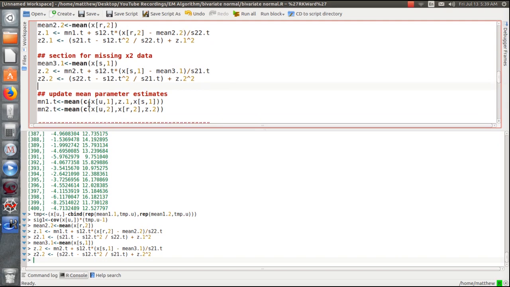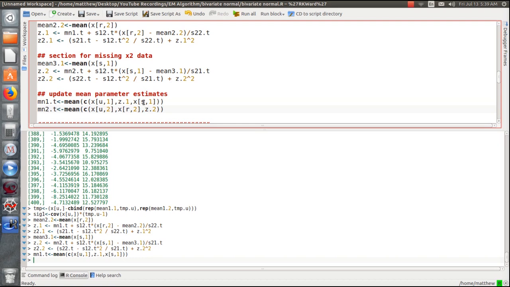So the mean of the first component is, here's our data for the first section, variable 1. This is missing, so we substitute it with our expected value of each of those. And then the third, we know it, so we just use that data. And then this is an update for component 1.